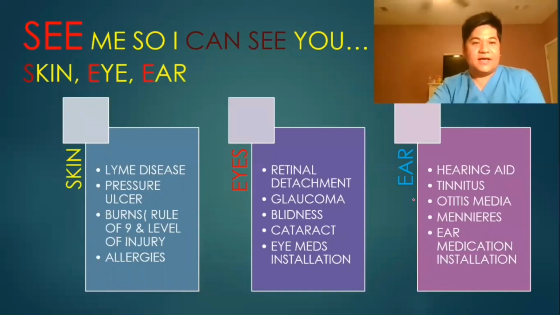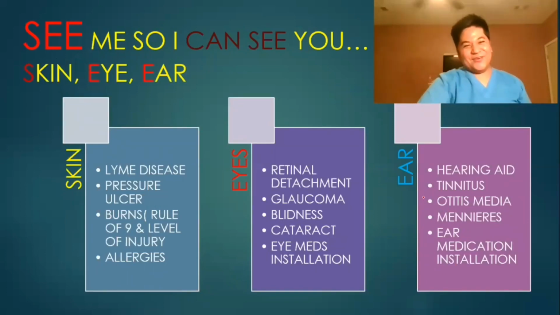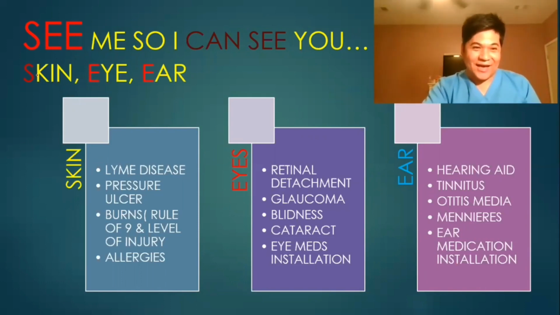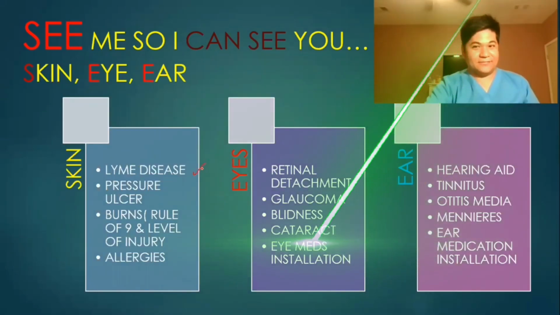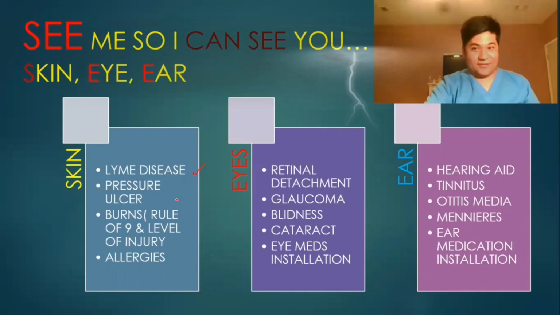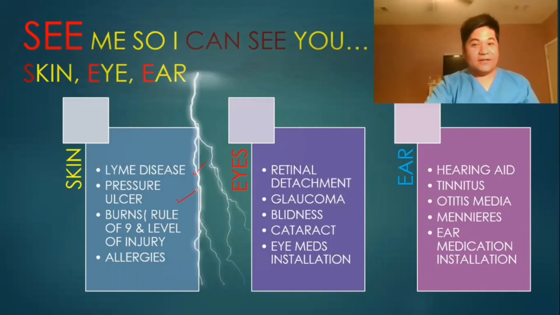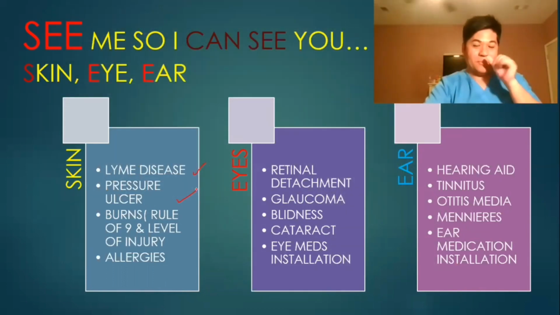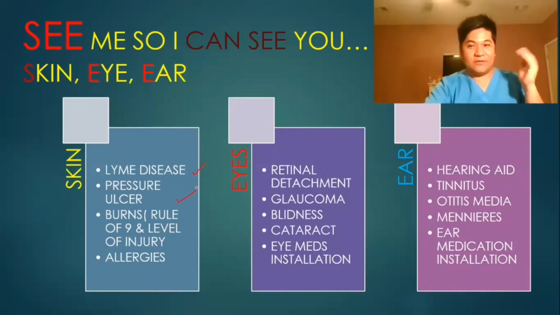Next, see me so I can see you, like the skin, eye, and ear. I mean, this is C, okay? Skin, eye, and ear, okay? Just for a little bit. Okay, now for skin, Lyme disease. They always have pressure ulcer, like the level of pressure ulcer from 1, 2, and 3. Okay, if this will have the redness or have the blister or something like that.